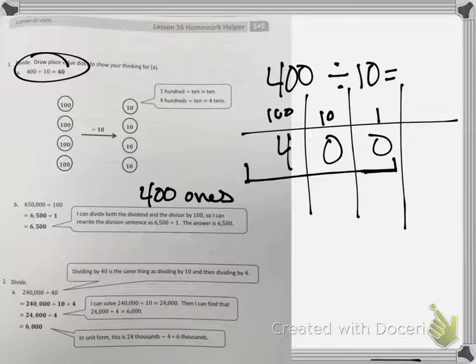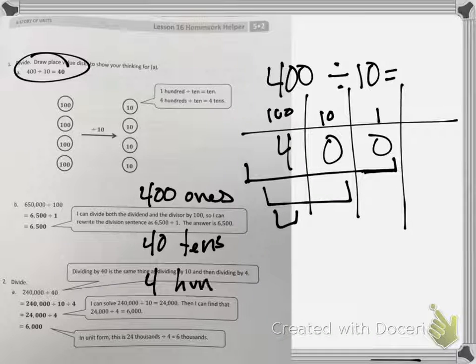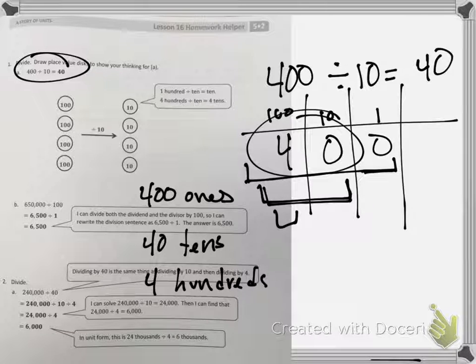We could write that as a unit. If we look at the tens, and not just in the tens place, how many do we have? We have 40 tens. And then in the hundreds place, we have 4 hundreds. So we could easily say, well, if we're dividing by 10, what do we have from the tens place on? Well, we have 40. So 400 divided by 10 is 40.